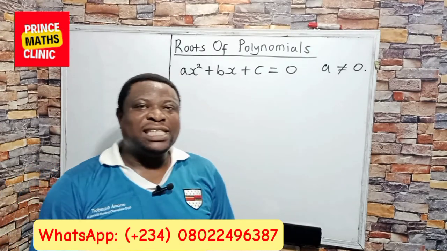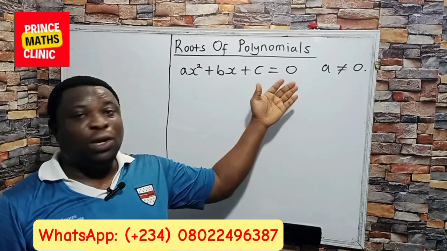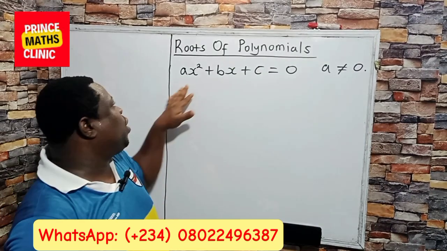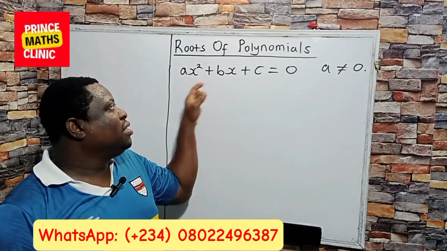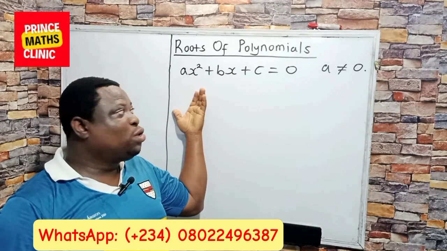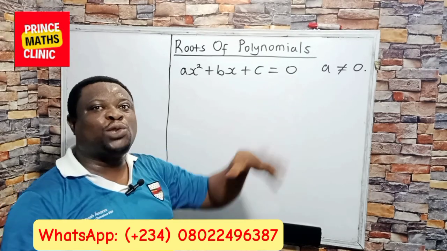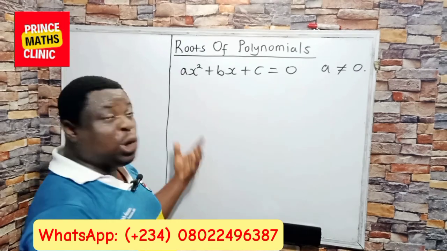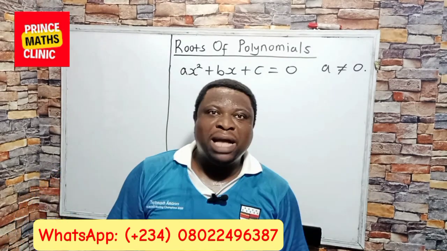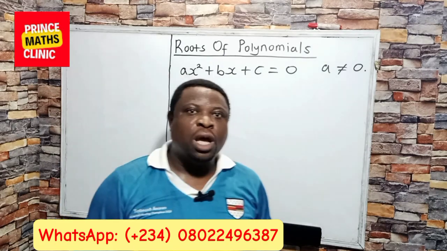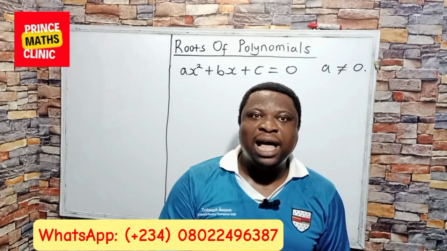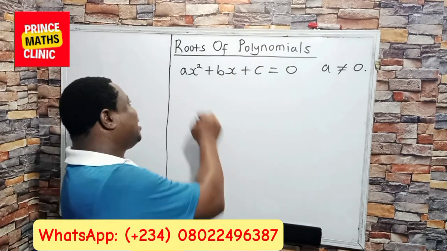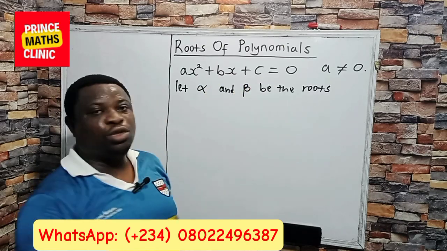Having known this, for the quadratic equation ax squared plus bx plus c equals 0, when we say the root, what we mean is: what value of x are we going to put at the left hand side that will make the left hand side equal to 0, which is on the right hand side. That is what we mean by roots. We usually in mathematics represent the roots of a quadratic equation by two Greek letters, alpha and beta. Therefore, let alpha and beta be the roots.